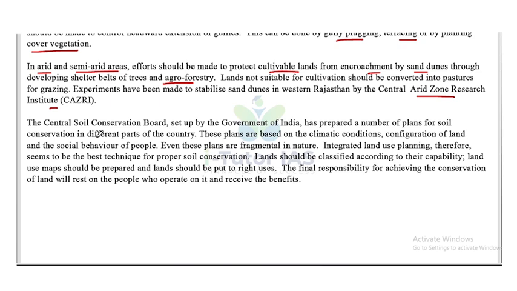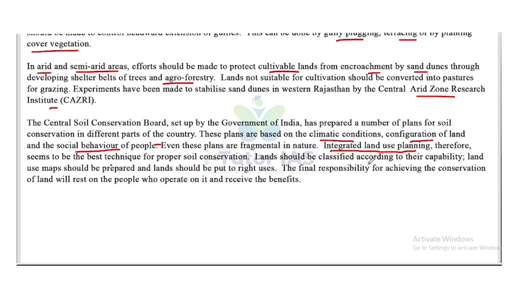The Central Soil Conservation Board, set up by the Government of India, has prepared a number of plans for soil conservation in different parts of the country. These plans are based on the climatic conditions, configuration of land, and the social behavior of the people. Even these plans are fragmental in nature. Integrated land use planning, therefore, seems to be the best technique for proper soil conservation. Okay, so integrated land use planning is considered the best technique for proper soil conservation.